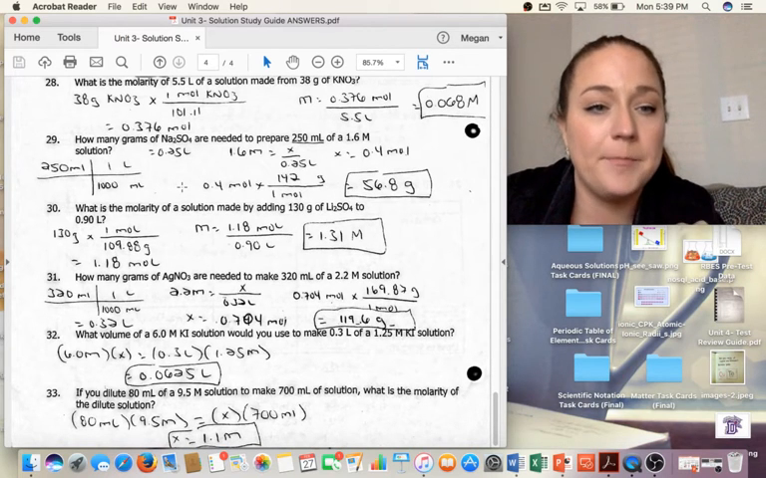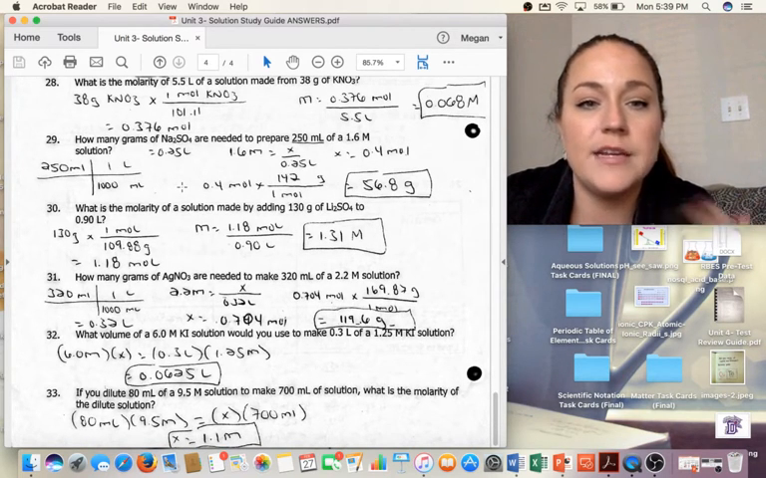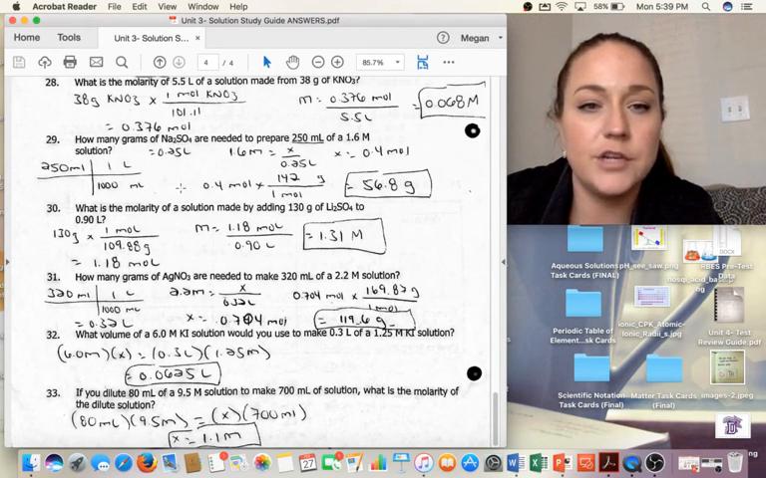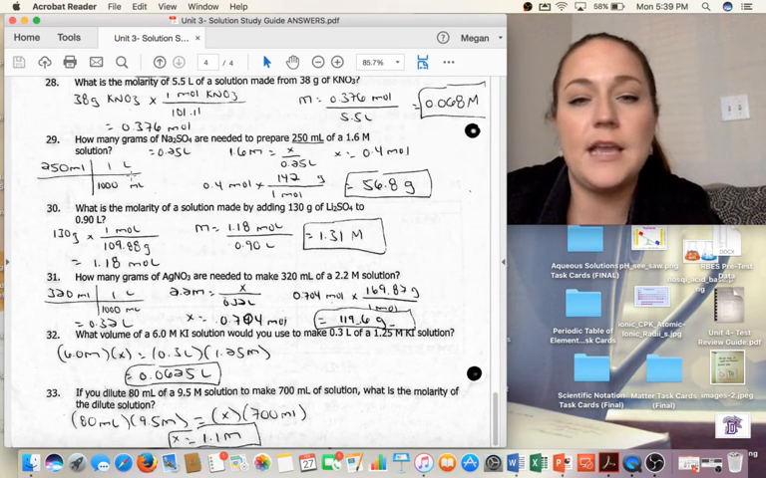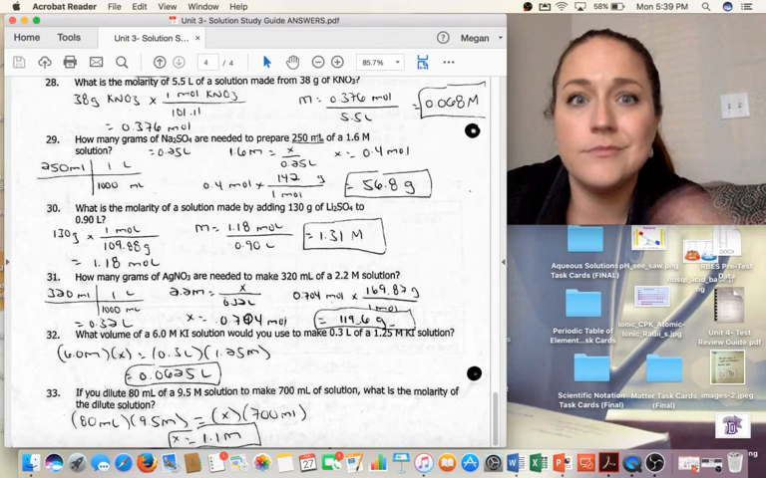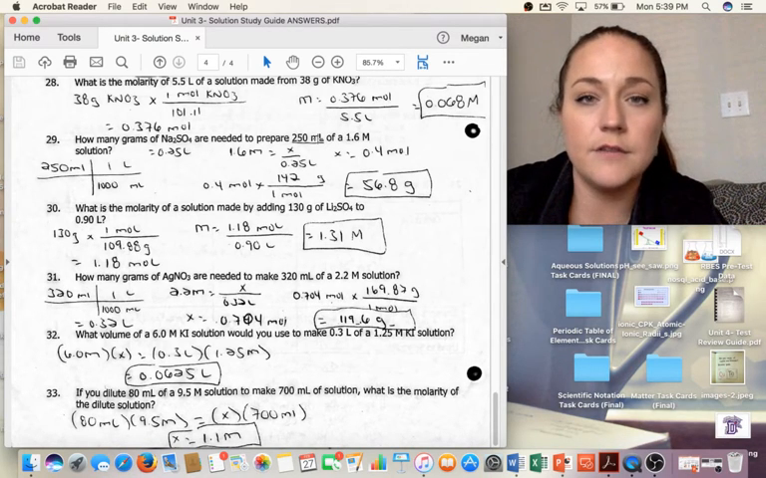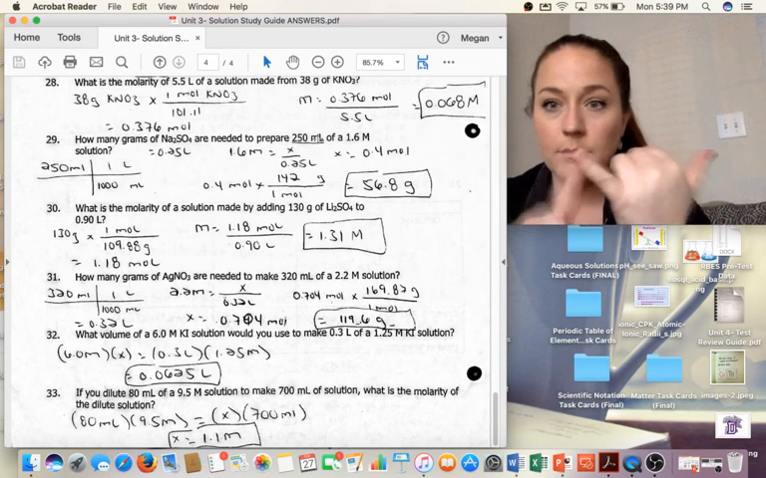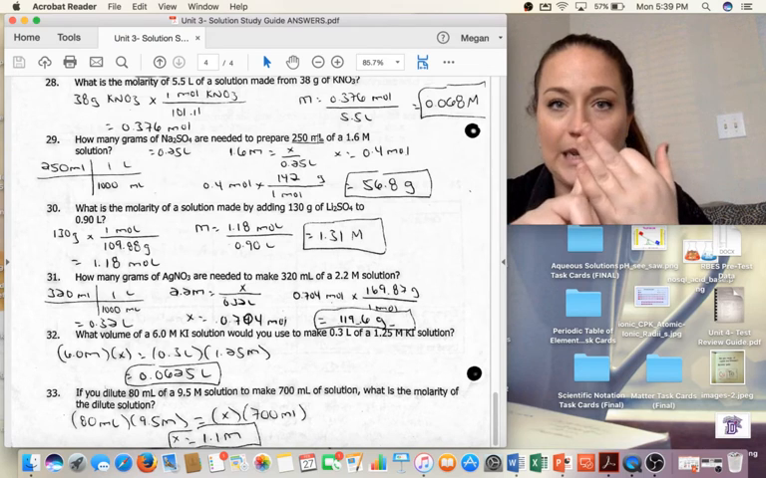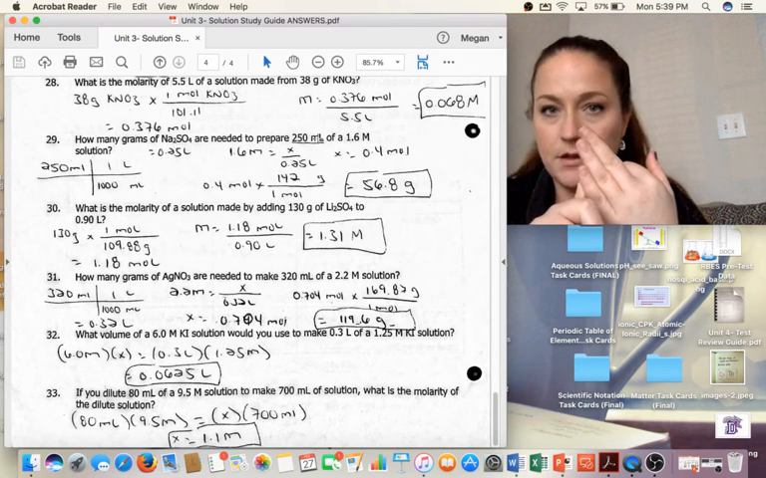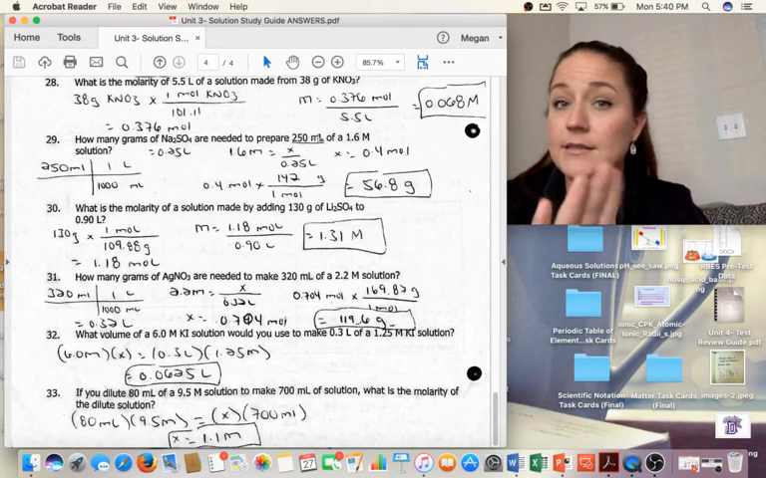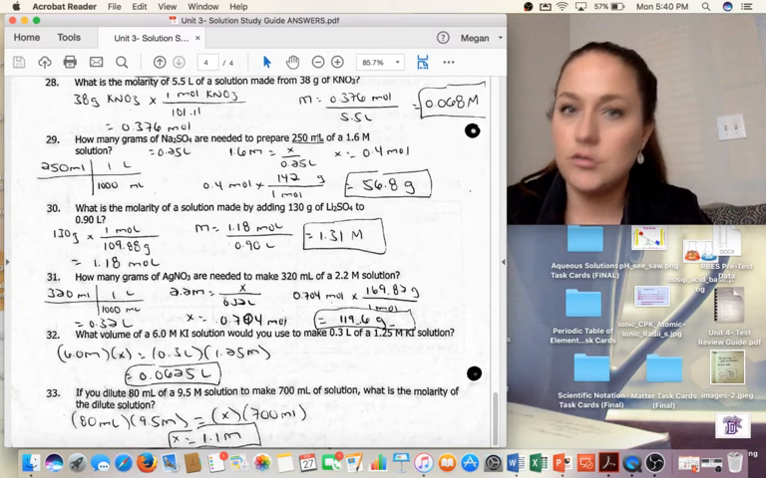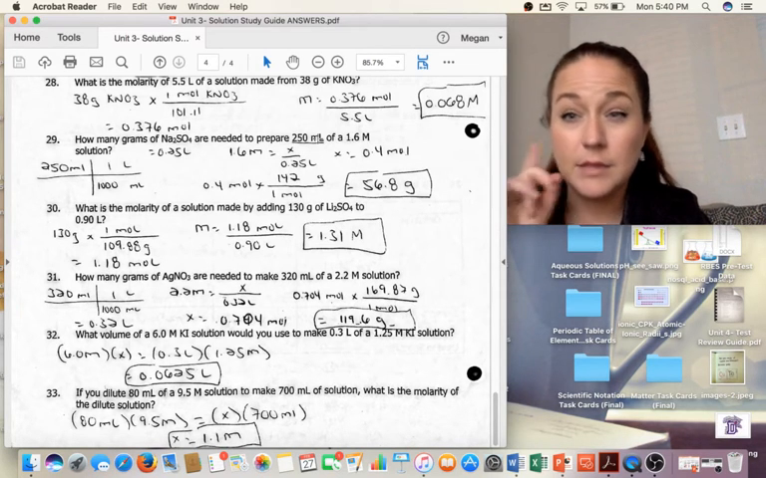All right, 29. How many grams of NaSO4 are needed to prepare 250 milliliters of a 1.6 molarity solution? So again, we need to convert our milliliters to liters. Make sure that all the units for your triangle when you're trying to solve are either molarity, moles, liters, not grams, not milliliters. But with your M1V1 equals M2V2, you can do it with milliliters. So keep that in mind.